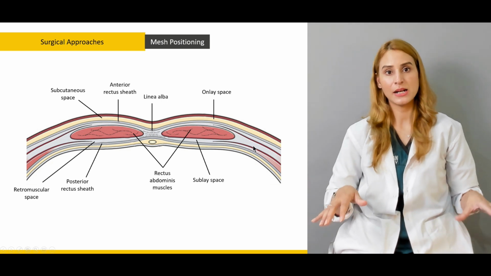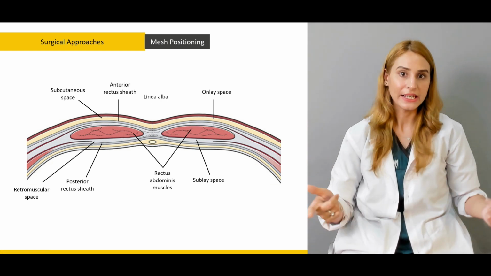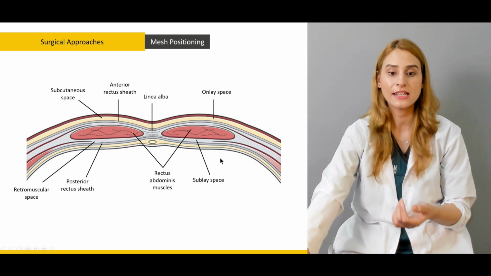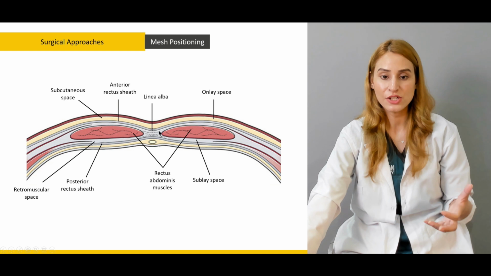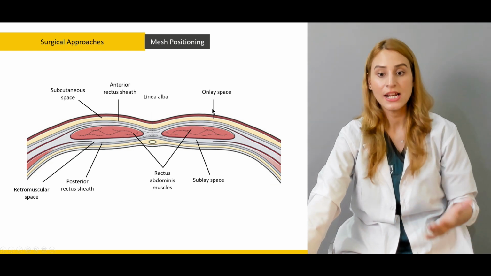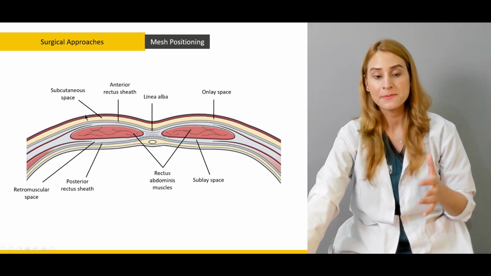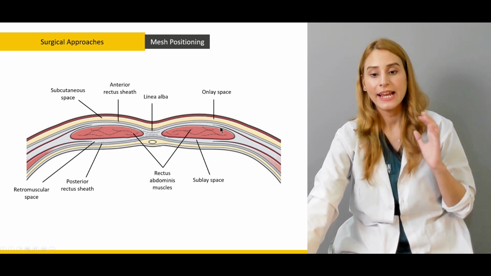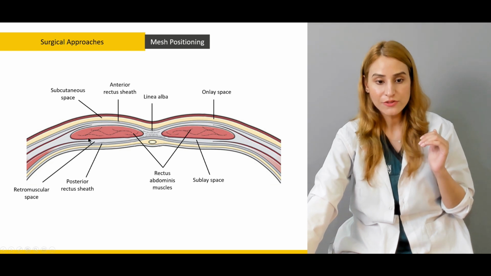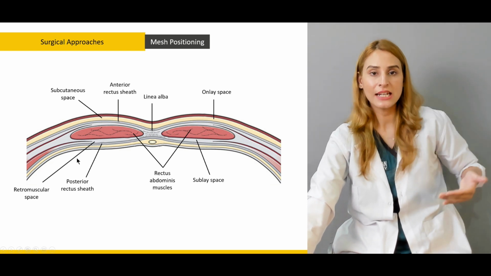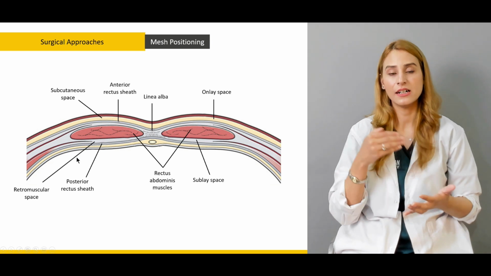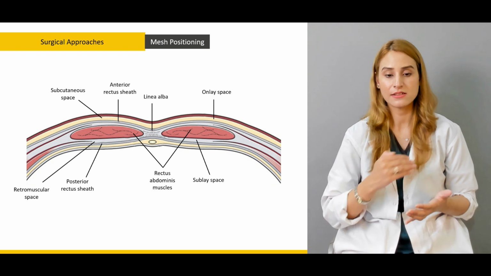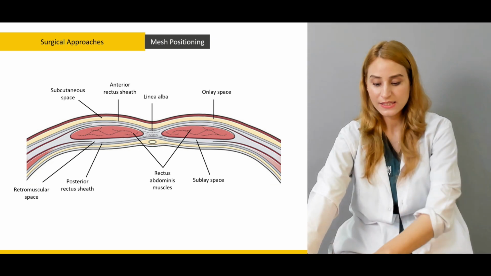So you can place the mesh inlay, onlay, or sublay. Inlay is like you're placing the mesh on the defect. If the defect is in the linea alba and you're placing the mesh here, this is called the inlay approach. And if you're placing the mesh in the subcutaneous space, this is called the onlay approach. And if you're placing the mesh in this retromuscular space, just behind the rectus muscle and in front of the posterior rectus sheath, this is called a sublay space.